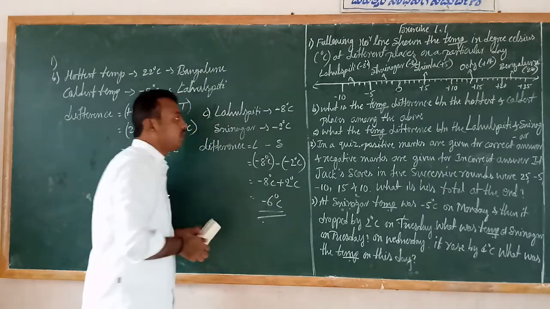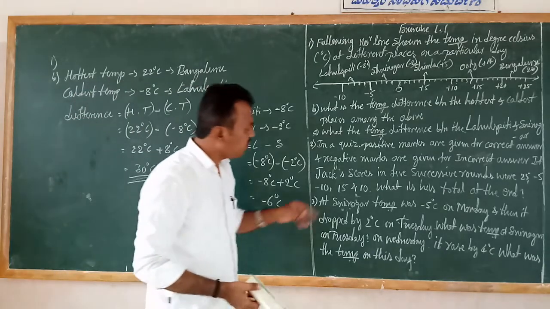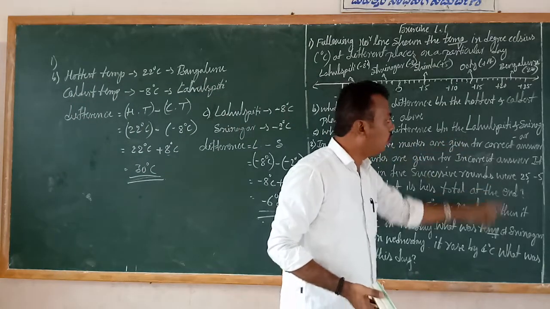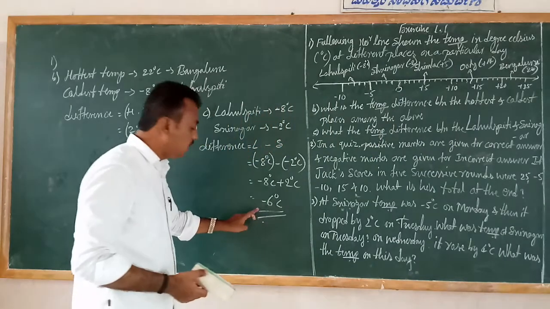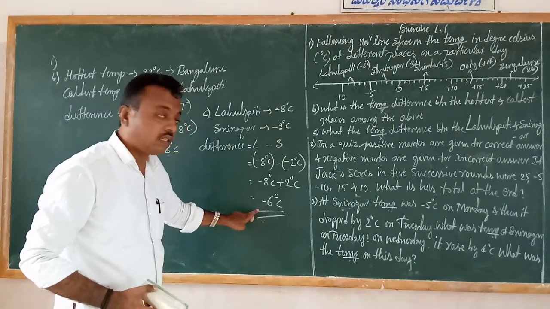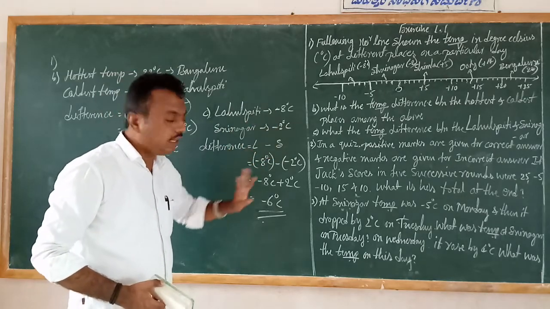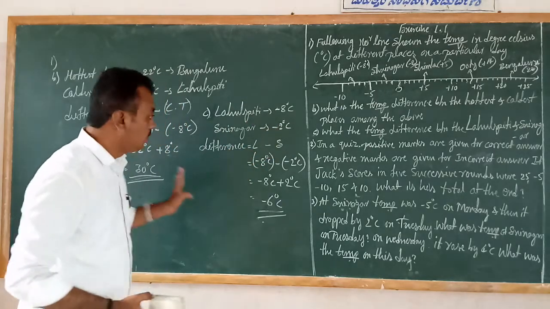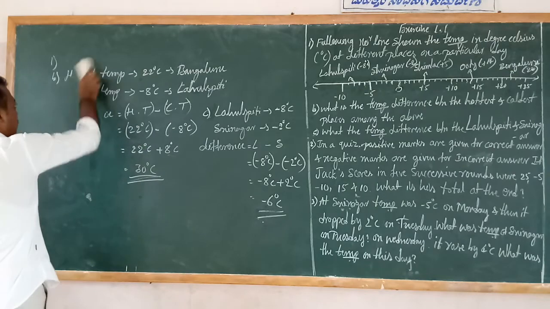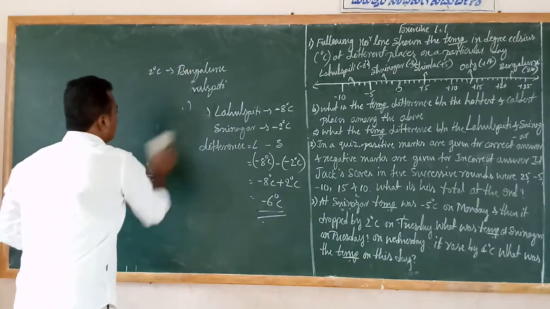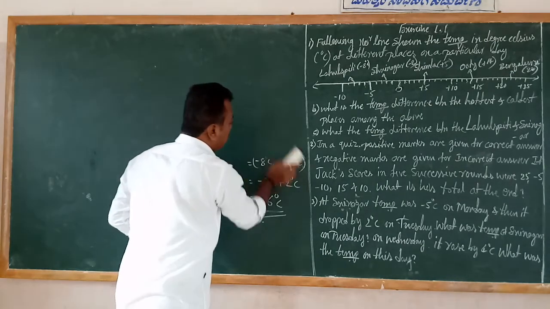The temperature difference between Halaswamy and Srinagar is minus 6 degrees Celsius. Understand, students? First question, B and C, solve it. A and D you have to solve in the form. Okay, so I will go to the next question. What is the next question?